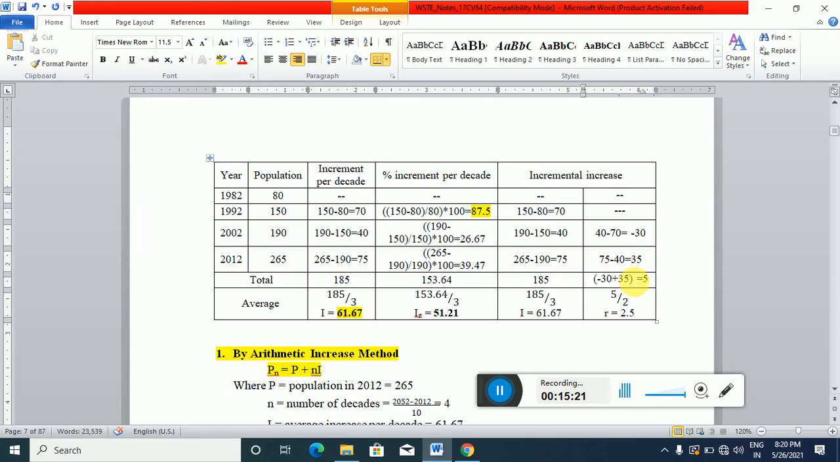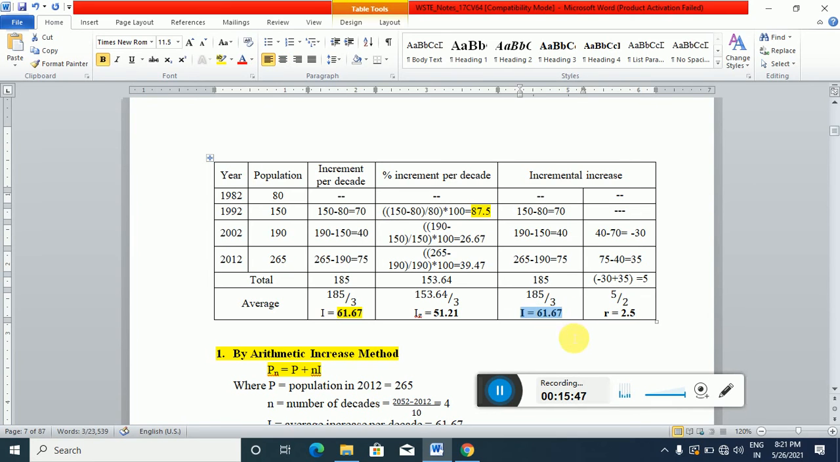Then we have to do the average for these two values. So minus 30 plus 35. Here we have only two values, so that will be equal to 5. Then we have to again do the average, so that is 5 divided by 2, as we have only two values here. Then we get the value of R as 2.5.